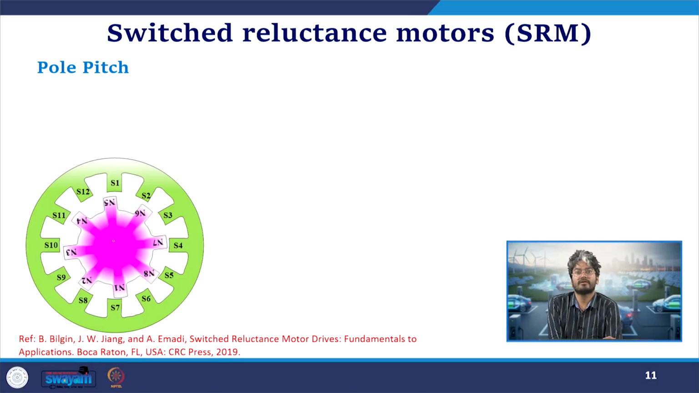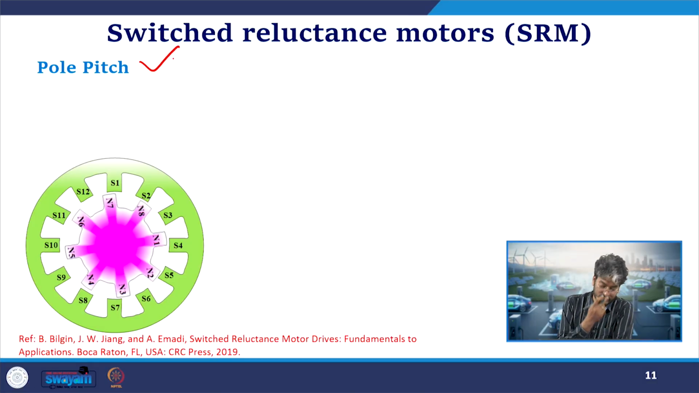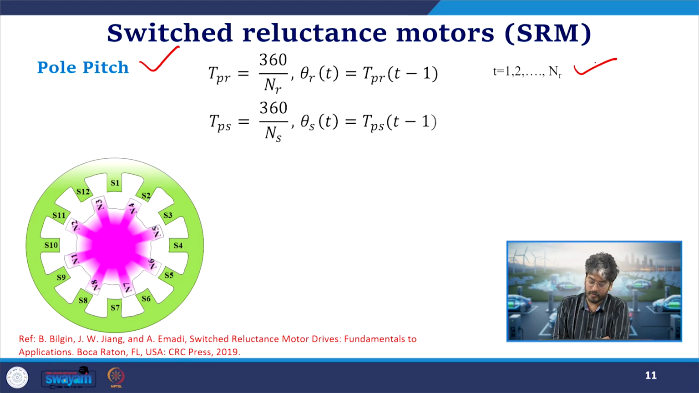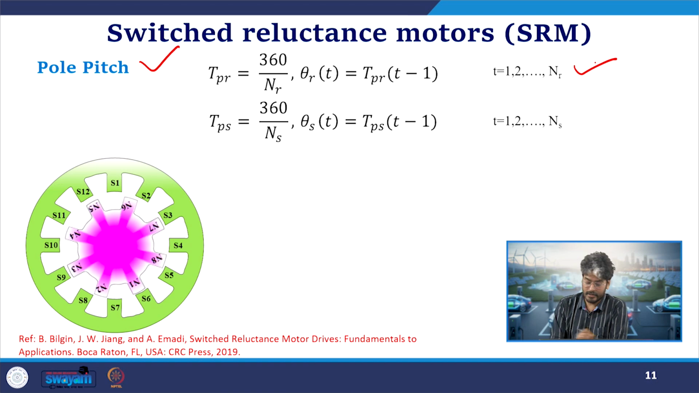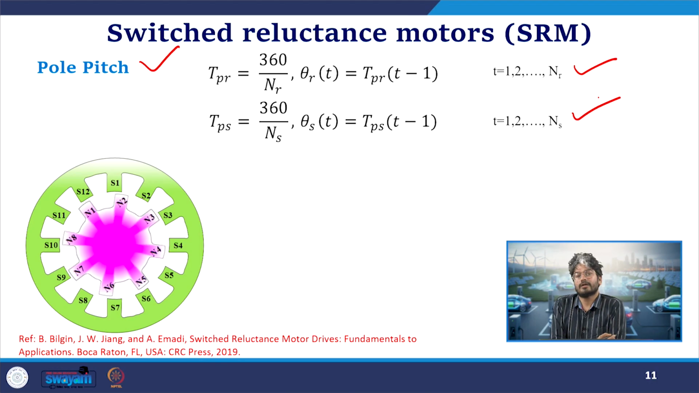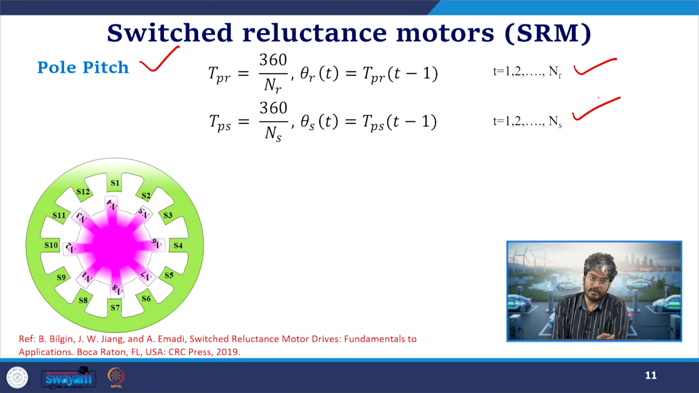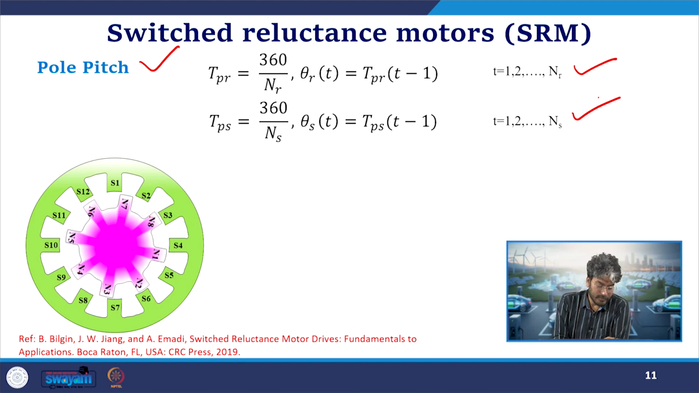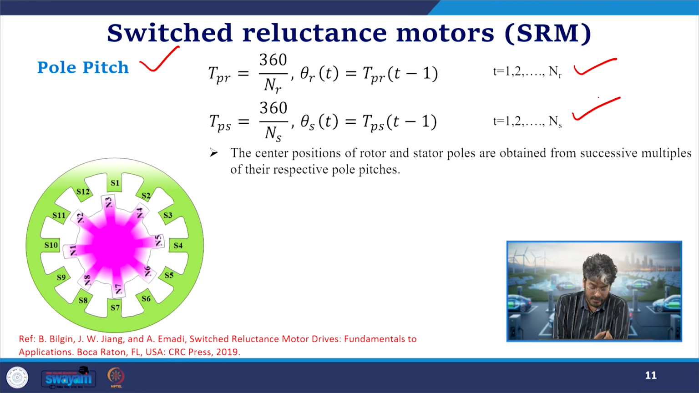Before that we require one more definition, that is the pole pitch. So, what is a pole pitch? We can define the pole pitch both on the rotor and stator side. The first one is for the rotor, the next one is for the stator. Based on the number of poles on the stator or rotor, our pole pitch will be defined. How will it be defined? It is 360 divided by the number of corresponding poles. So, for the rotor we divide by NR, the number of poles on the rotor, and similarly for the stator we divide by NS, the number of poles on the stator side of the circuit.